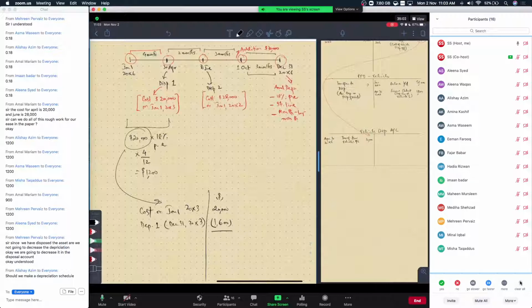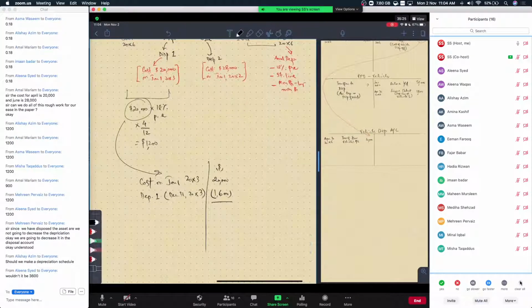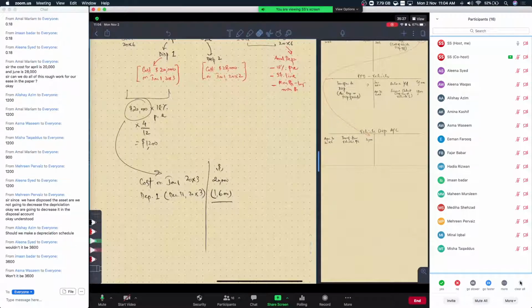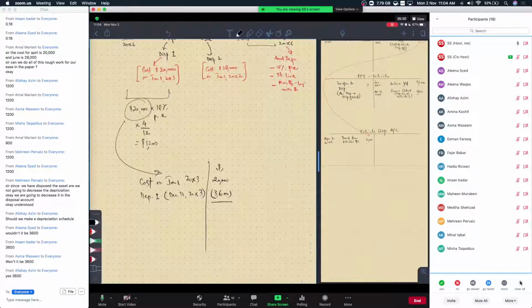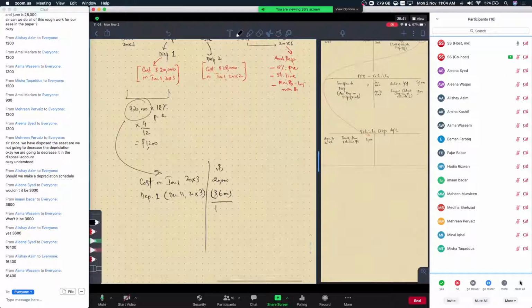Yes, Alicia, we will make the depreciation schedule, and we are making one right now. Every time we have to go back and calculate the depreciations from the past, it's always a good idea to make the depreciation schedule. But in this case, we're just going to make it for one particular asset. Okay, so 20,000 minus $3,600, sorry, yes, $3,600, and that will give you how much? Thank you, Asma. Thank you, Iman Badr. Thank you, Alina Sayed. 16,400. Very well.